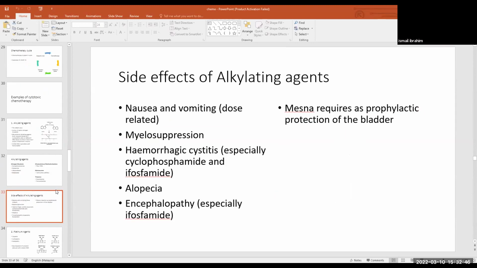Side effects of alkylating agents, apart from the usual nausea and vomiting, include hemorrhagic cystitis. It's important to mention that. And as I mentioned early on, patients who receive high dose cyclophosphamide or ifosfamide need to be on MESNA as well, which is prophylactic protection against hemorrhagic cystitis of the bladder.